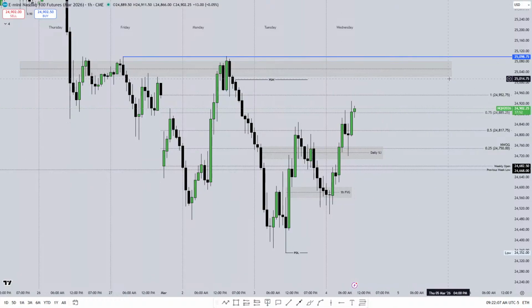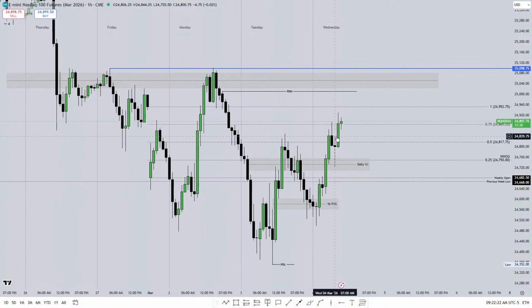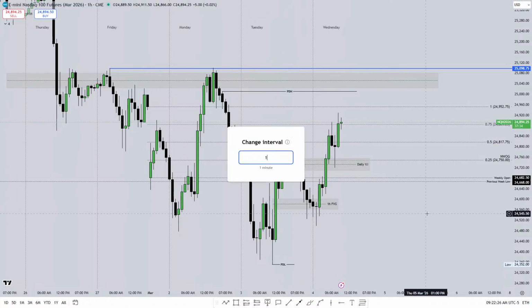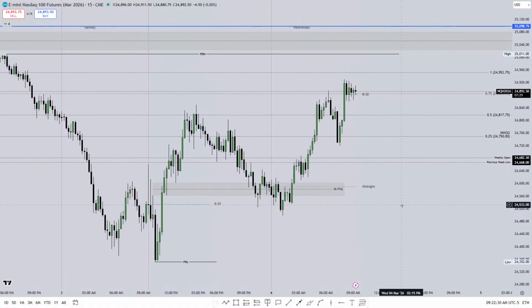Okay, so best case scenario up here. This is our previous day high right here. It looks like we're drawing towards that. We're above the midpoint of the new week opening gap right here. This is an hourly order block, so I just want to keep that in account. So now we want to go down to the 15-minute time frame and mark things out here.